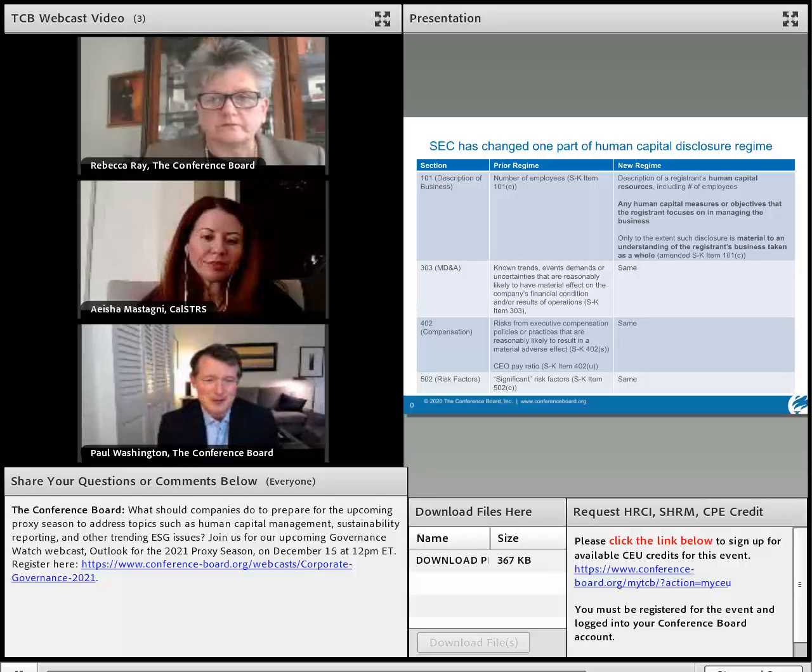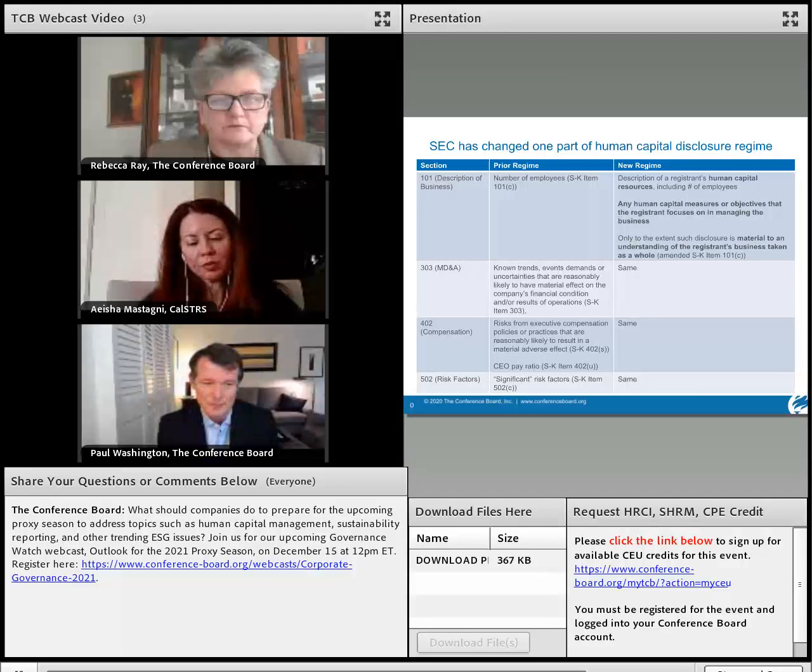When it comes to measures and objectives, they say, well, you may want to talk about the development, attraction, and retention of talent, of your workforce. Okay, so not a whole lot for companies to go on there, right? But that's what the SEC did here.